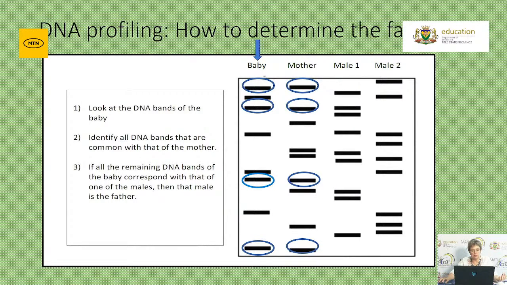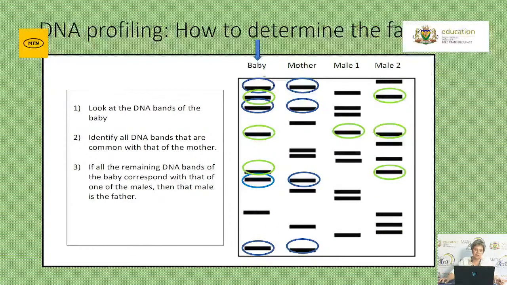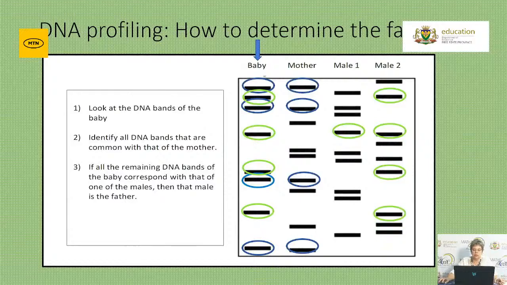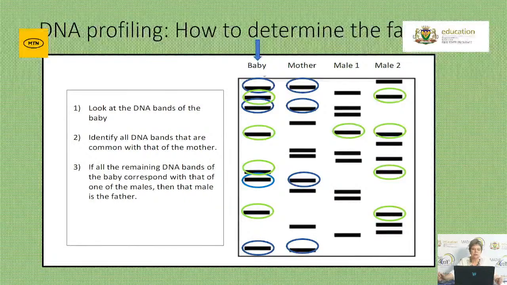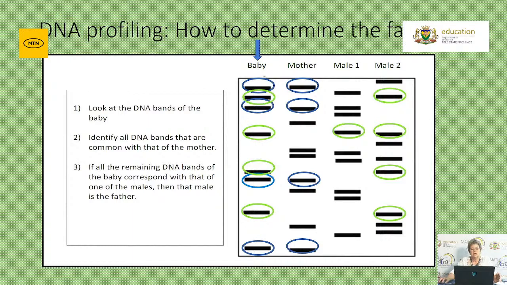When we determine who the mother's DNA profile bands are, we eliminate them. Then the rest of the bands must compare with one of the males. So in this case, we can definitely see, as on the screen, that male 2 is definitely the father. So, who is the father? Male 2. Now they want you to explain your answer, and then the explanation must be: the remaining bands that do not match with the mother, all of them match with the father, or male 2, and therefore male 2 is the father.